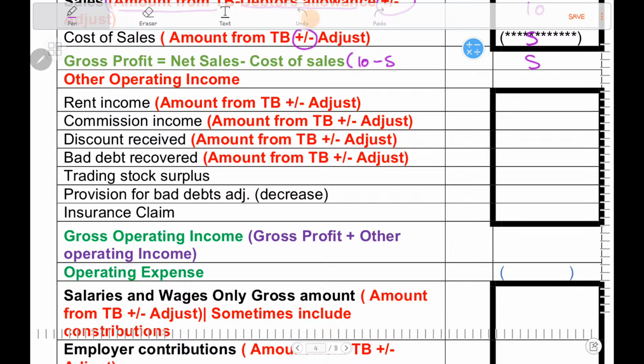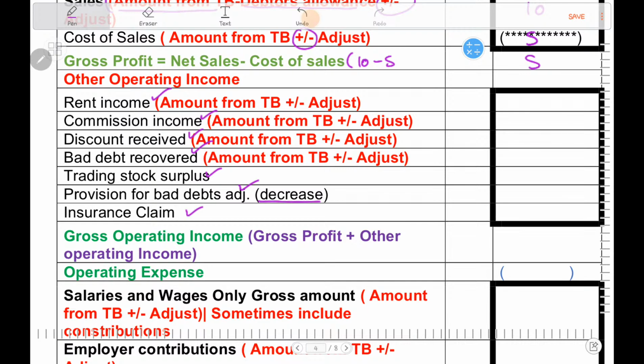Now if you are given 3 columns, giving you the accounts, the debit and the credit sides, our incomes will appear on the credit side, but be careful. Under operating incomes, we only want the operating incomes. We want the likes of rent income, commission income, discount received, bad debts recovered, trading stock surplus, the provision for bad debts that has decreased, and also the insurance claim amount.